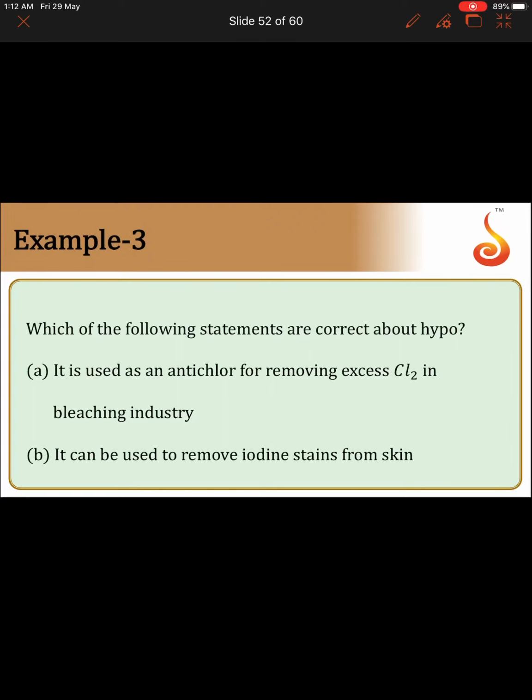Which of the following statements are correct about hypo? Option A, it is used as an anti-chlor for removing excess chlorine in bleaching industry. It is correct. Na2S2O3 is used as an anti-chlor for removing excess chlorine in bleaching industry. We can see the reaction here.